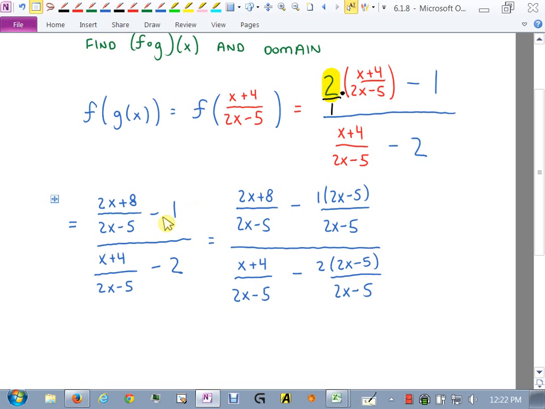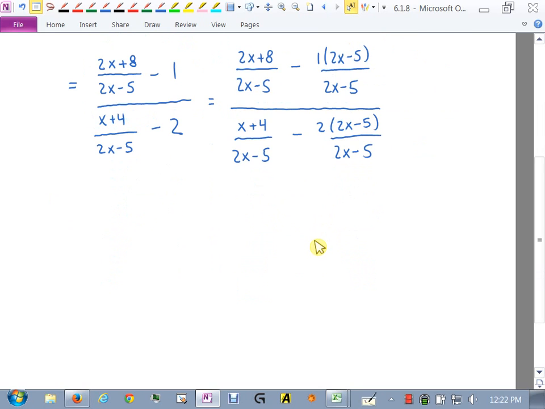Okay, so what did I do here? This 1, I needed to get a 2x minus 5 on the bottom, so I multiplied 2x minus 5 on top and bottom, and that's this. This 2, I needed a 2x minus 5 on top and bottom, so I put it there next to a 2. And now I get to put all this together.